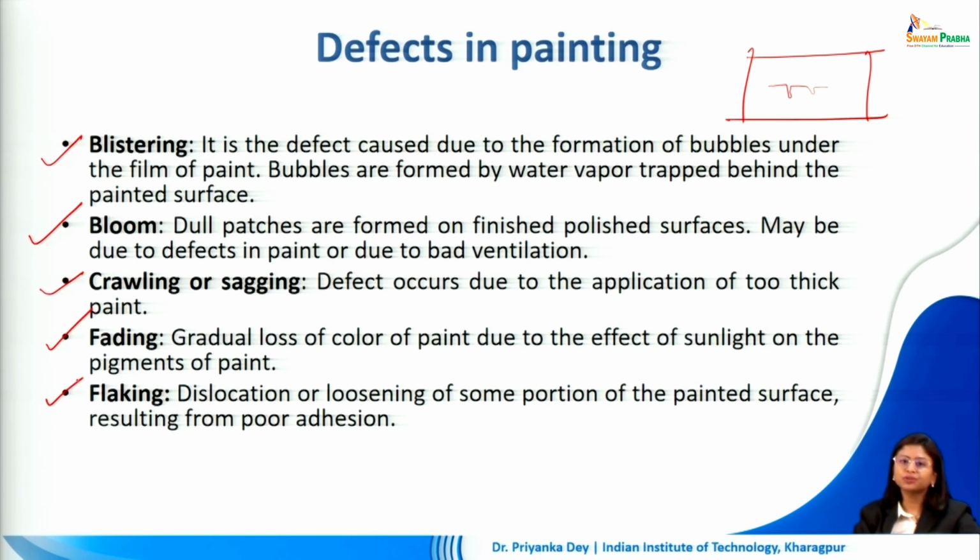Flaking is the dislocation or loosening of some portion of the painted surface resulting from poor adhesion. So, if the paint is not sticking well to the surface on which it has been applied, there might be dislocation or loosening of some portion. This is also very evident in structures which have been painted a few years back. We can often see that portions have loosened and come off. This is actually called flaking. Similar to what happens when the plaster comes off. We had studied the common defects of plaster in the previous lecture. So, similar such situations can occur with respect to painting as well.